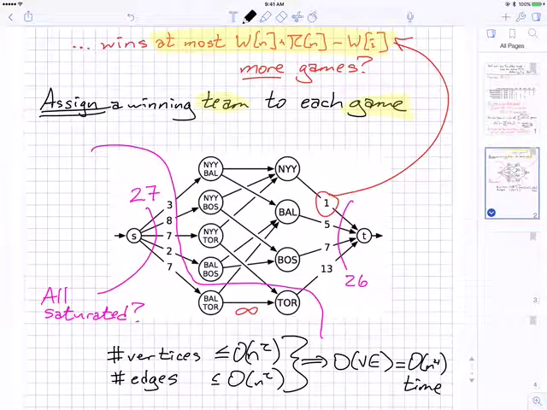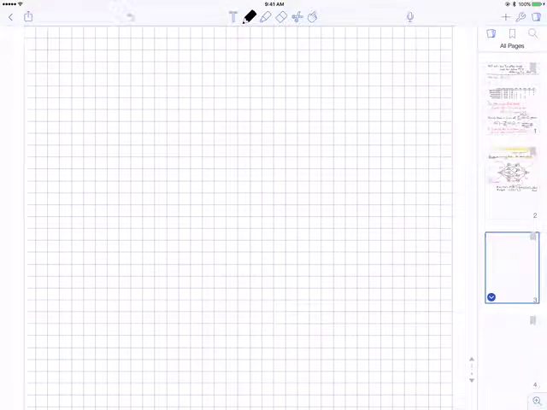This picture, by the way, did not show up on ESPN. They didn't draw the graph and say, look, there's a cut. But you can bet that someone in the Major League Baseball office is charged with drawing these graphs every time somebody wins a baseball game. Okay, any questions?